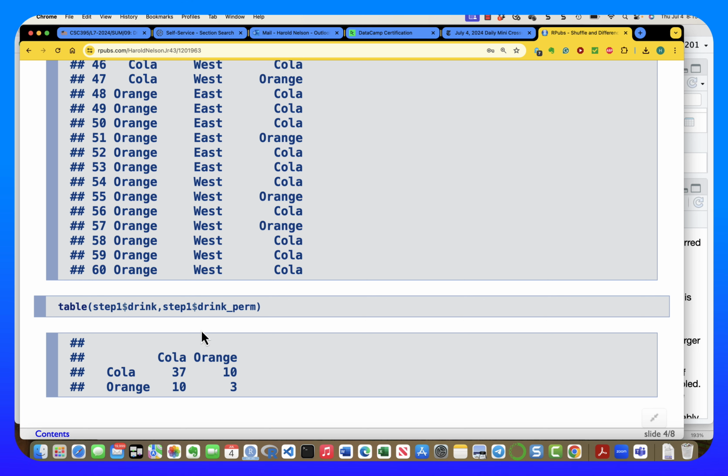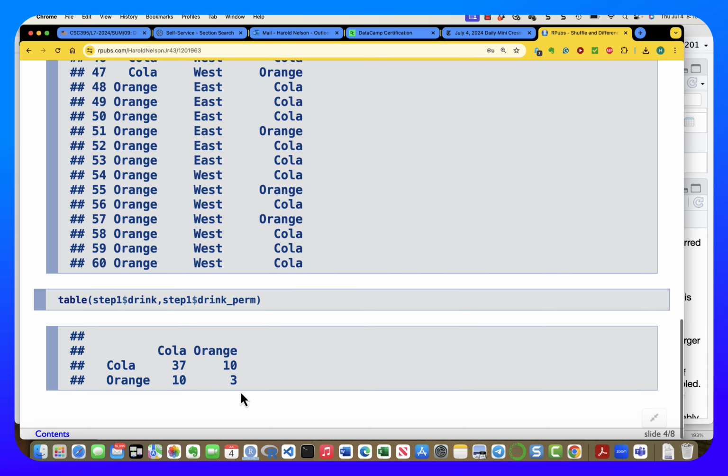Then I did a table to compare the before shuffling and after shuffling versions of drink. Before, you had 47 colas, now you have 37 colas and 10 oranges. And before you had 13 oranges, now you have 10 colas and 3 oranges. Notice that the before and after are the same. That is, 37 plus 10 is 47, and 10 plus 3 is 13. They're the same. Okay?